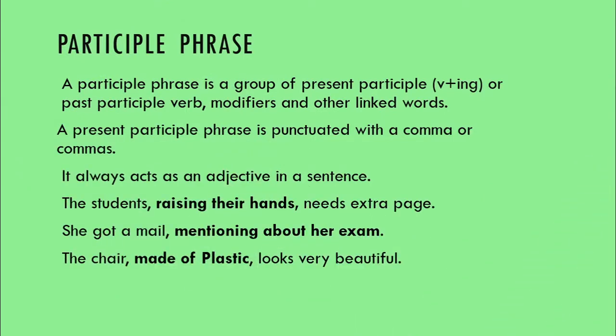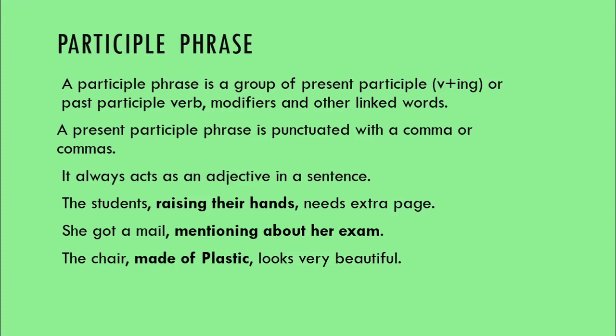Next one, participle phrase. A participle phrase is a group of a present participle or past participle verb, modifiers, and other linked words. A present participle phrase is punctuated with a comma or commas. And remember one thing, it always acts as an adjective in a sentence. For example, the students raising their hands need extra pace.